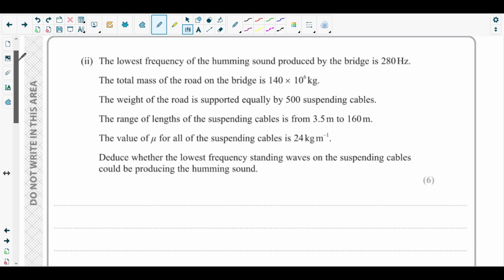So in part C2, the question says the lowest frequency of the humming sound produced by the bridge is 280 Hz. The total mass of the road on the bridge is 140 times 10 to the power 6 kg. The weight of the road is supported equally by 500 suspending cables. The range of lengths of the suspending cables is from 3.5 meter to 160 meter. So the minimum length of cable is 3.5 meter. The maximum length of cable is 160 meter. The value of mu for all of the suspending cables is 24 kg per meter. Deduce whether the lowest frequency standing waves on the suspending cables could be producing the humming sound.